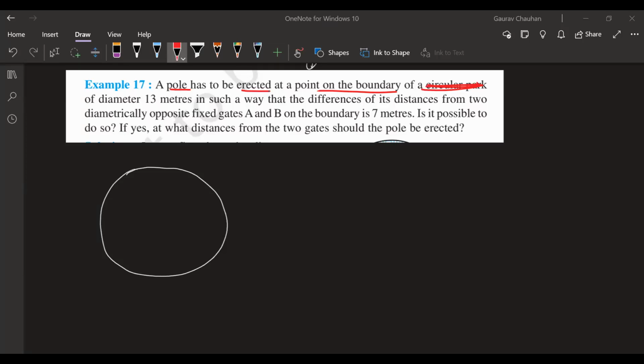The sentence says a pole has to be erected, which means somewhere I have to put a pole. It does not matter where, it is a point on the boundary. This is another key point. Somewhere on this is a park. Inside this kids play, people dance, I don't know what they do. So it has a boundary.